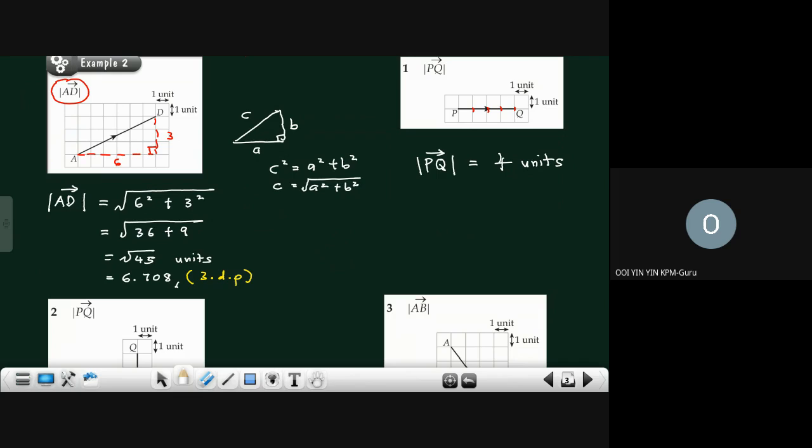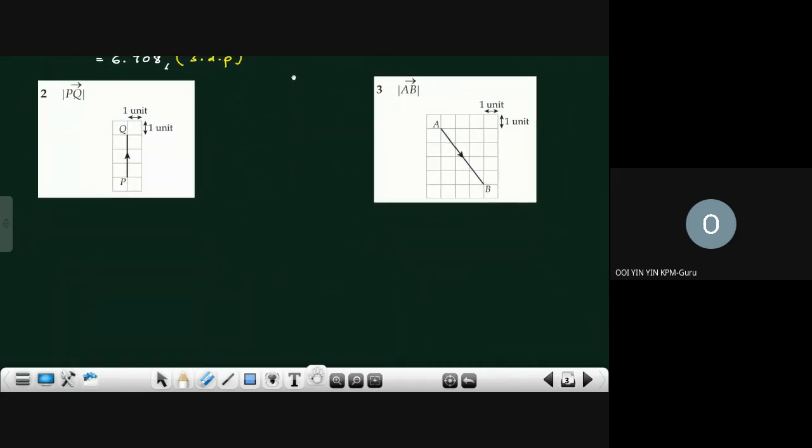Unless the question states that you need to write down your units, then you must write them down. If the question just says find the value, find the magnitude, and you are not sure about the unit, you better don't write. If you are not sure but you write it, your answer may become wrong. If you don't write it, sometimes they generally don't look at the unit. Then if you are not sure, please don't write. Now we go to questions 2 and 3 here.